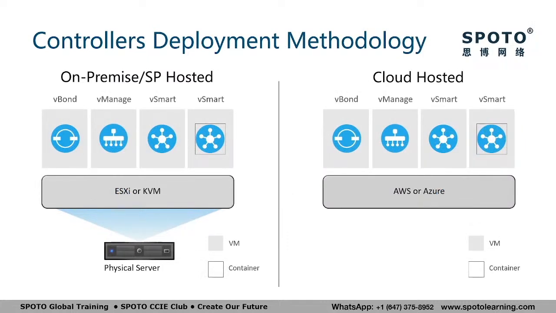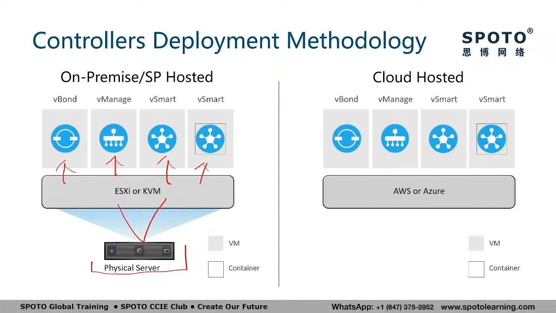For the controller's deployment methodology, there are 2 types. It's easy. One is on-premise or SP hosted, but whoever hosts that, it's on-premise on the physical server. At the bottom is the physical server, and you virtualize this with VMware or KVM. Then on top of the VMware or KVM, you provision the vBond, vManage, vSmart, and you can have multiple vSmart if you have multiple tenants.